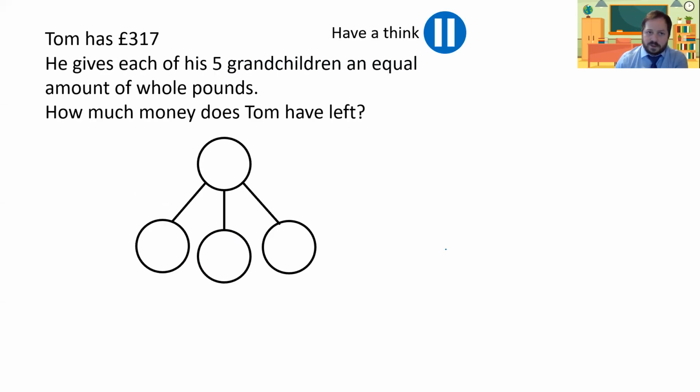So here's a question for you. Tom has 317 pounds. He gives each of his 5 grandchildren an equal amount of whole pounds. So we can't have pence involved in our answer. How much money does Tom have left? So what we're actually looking for is the remainder here. Have a go, see what you can do, and we'll come back to the answer in a minute.